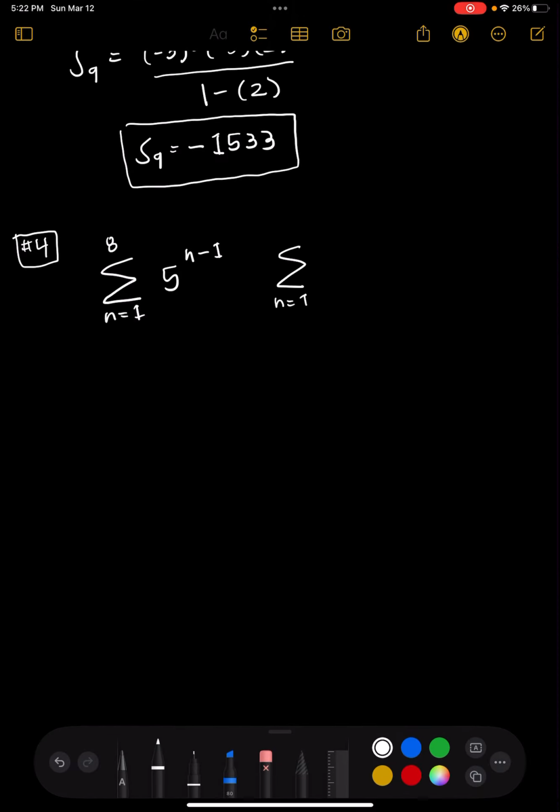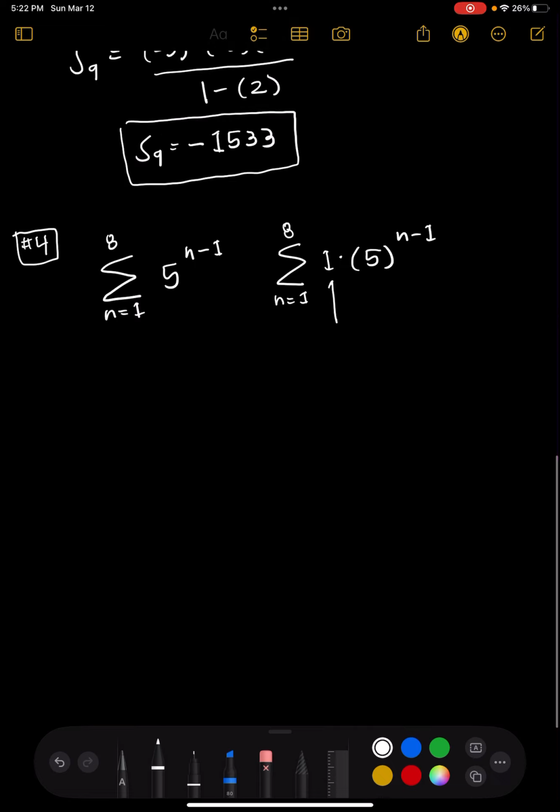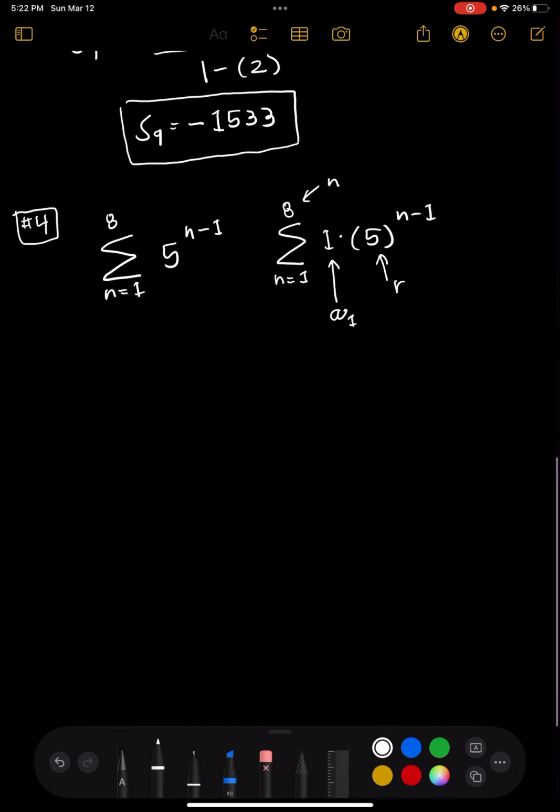N is equal to 1 and 8, but then I'm going to put a 1 times 5 to the power of n minus 1. So if I don't have a number in front of the number with the exponent, I can just represent that as 1. And it totally works. So what this tells me is this is my first term. This is my r, like the last time, and then this is my n. So I have all of that information for that formula, which is S sub n is equal to a sub 1 minus a sub 1 times r to the power of n, all over 1 minus r.